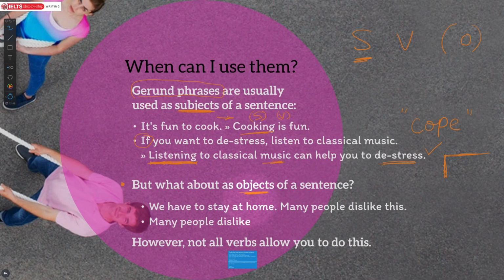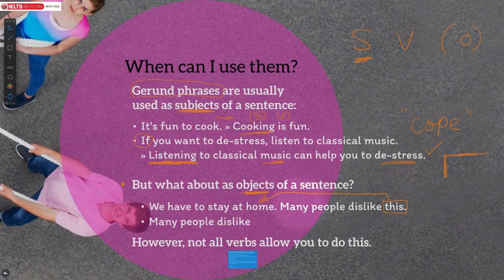Okay, now it becomes a little bit more tricky. So let's have a look at these two sentences. We try and put them together. We have to stay at home. Many people dislike this. Now this word refers back to the whole idea. The word this refers to the whole idea. And I've had to split the two sentences up to make it possible.